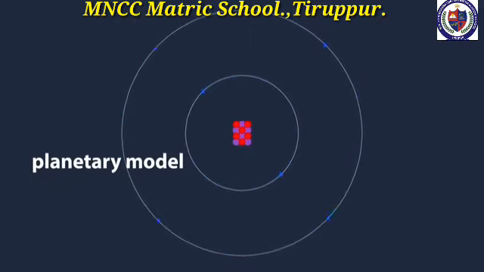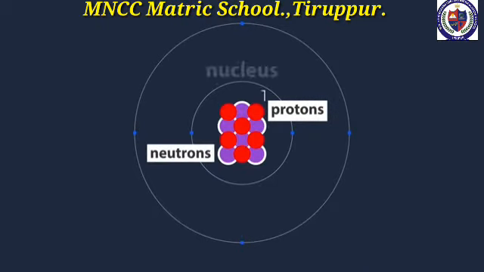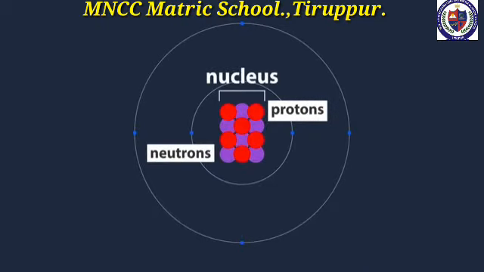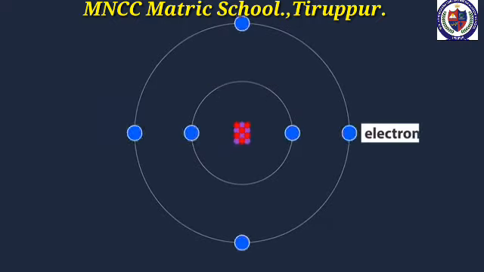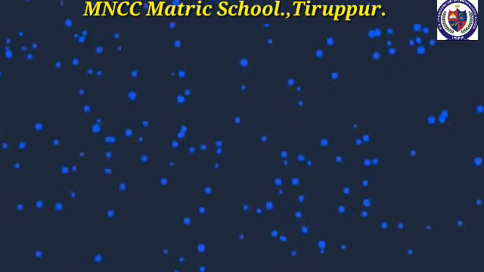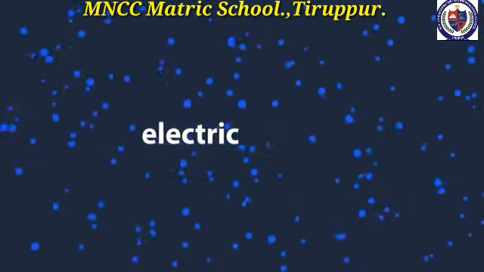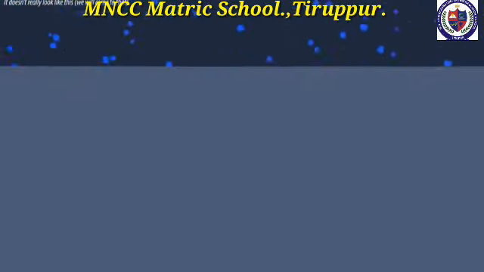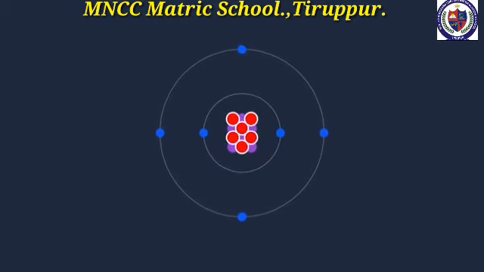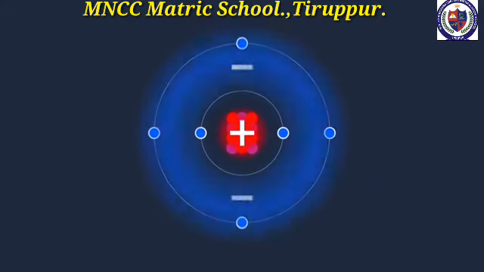An atom consists of protons and neutrons. These form the nucleus of an atom. Orbiting the nucleus are the electrons. These electrons are responsible for electricity. Electrons, which are much lighter than the protons in the nucleus, can easily move. Movement of electrons is called electric current. Protons are positively charged and the electrons are negatively charged.